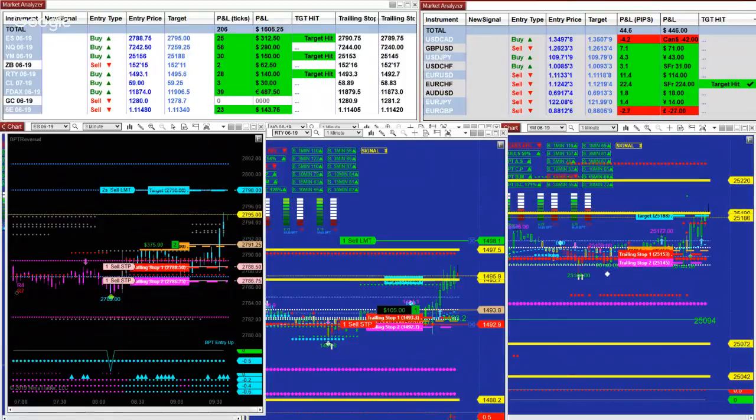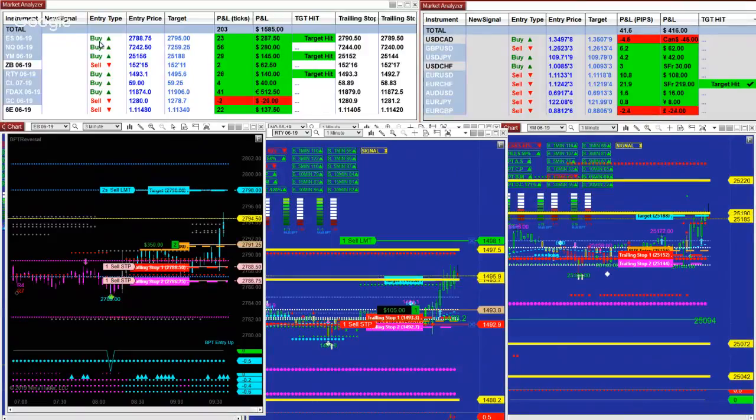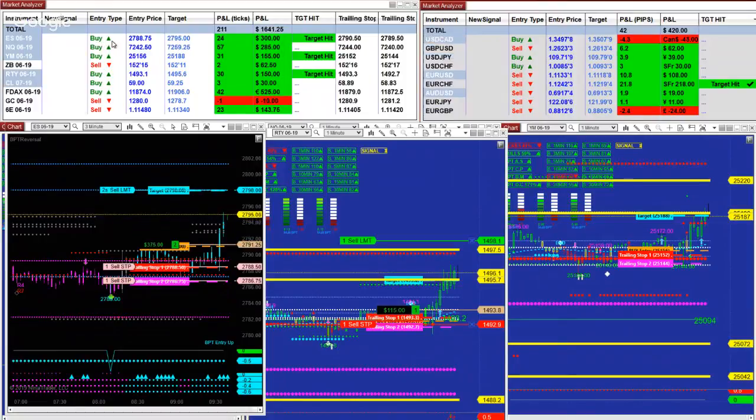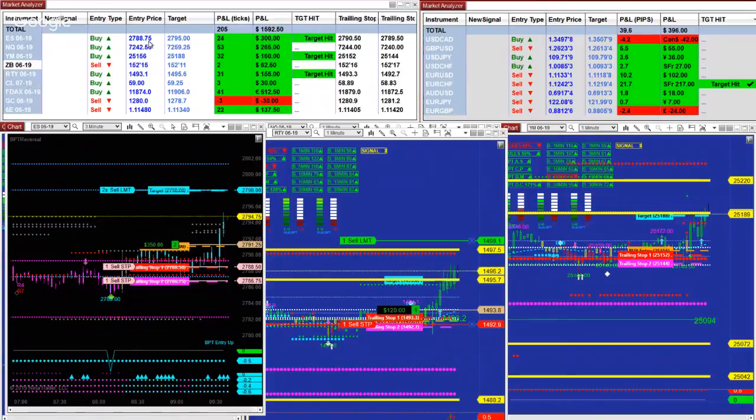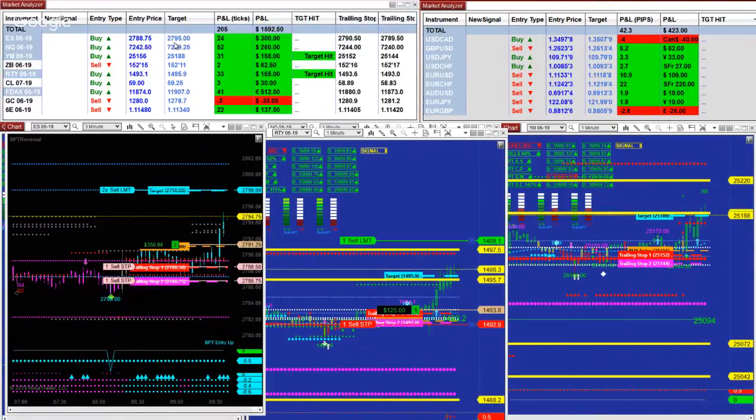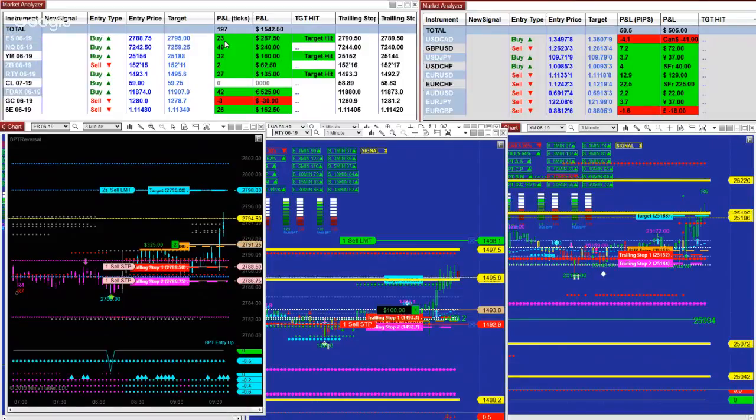You will have a new signal here on the left upper column. You will see your new signal, and the signal will tell you where to buy, when to buy. As an example, right now we have a buy order, and it's a target entry price 278875, target 2795. We are 24 ticks away from the entry signal, and that is 24 ticks into the profit.